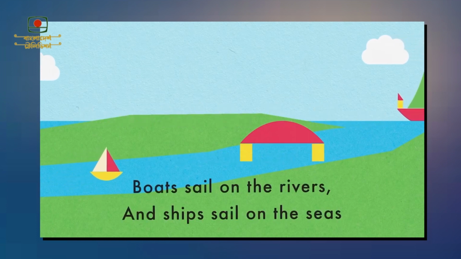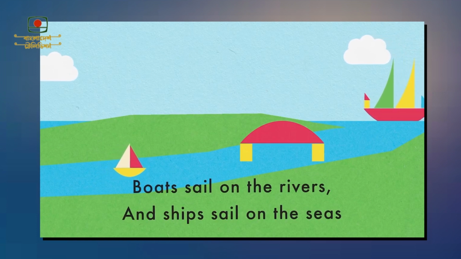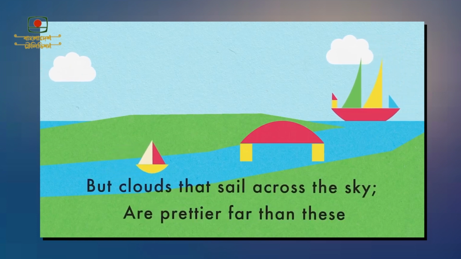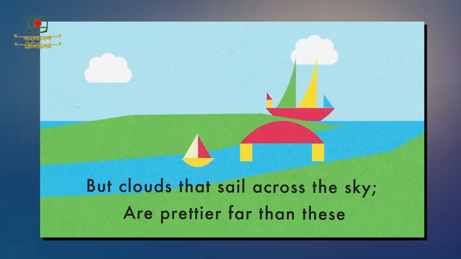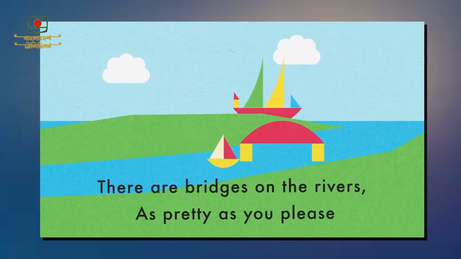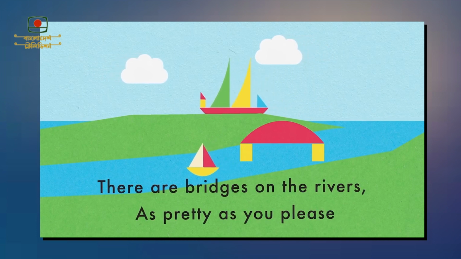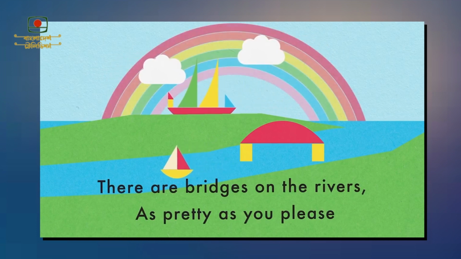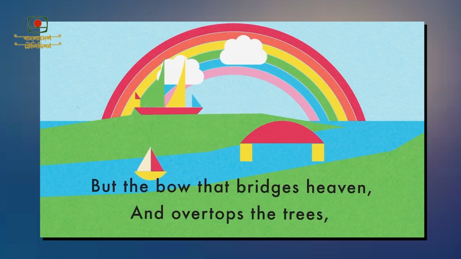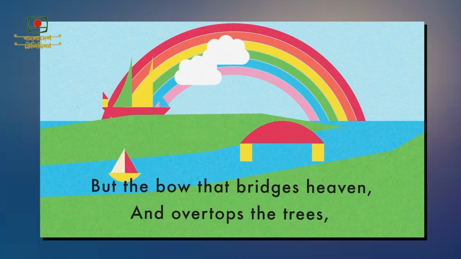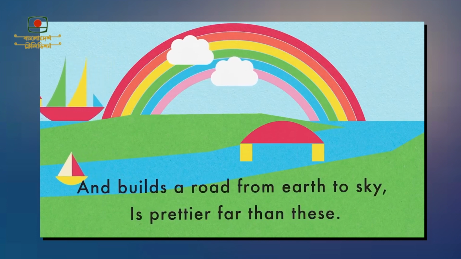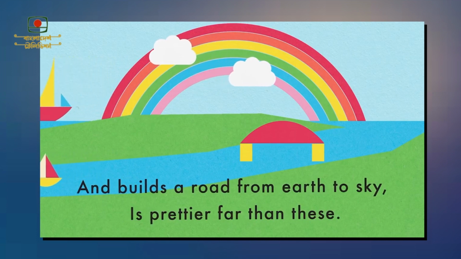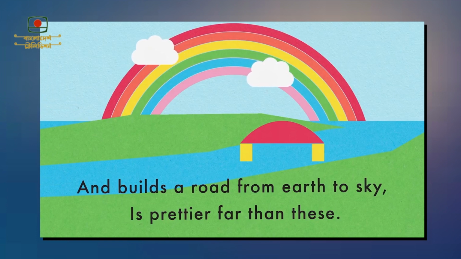Boats sail on the rivers, and ships sail on the seas, but clouds that sail across the sky are prettier far than these. There are bridges on the rivers, as pretty as you please, but the bow that bridges heaven and overtops the trees, and builds a road from earth to sky, is prettier far than these.